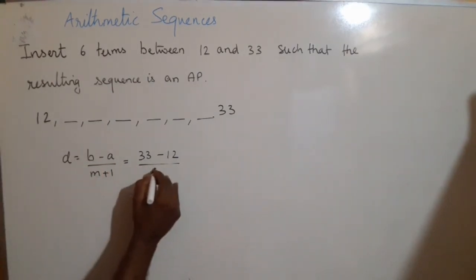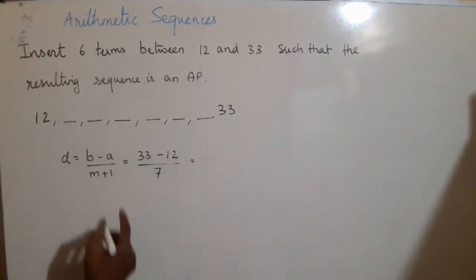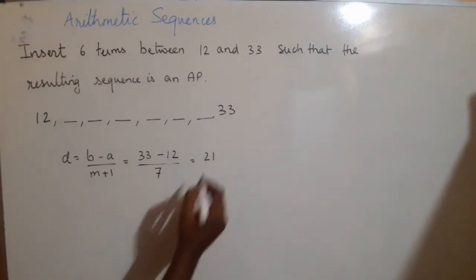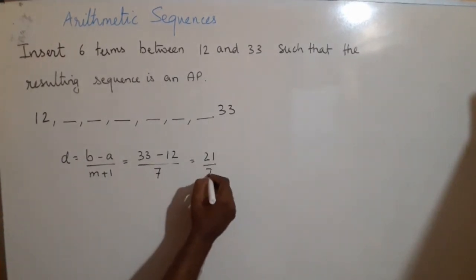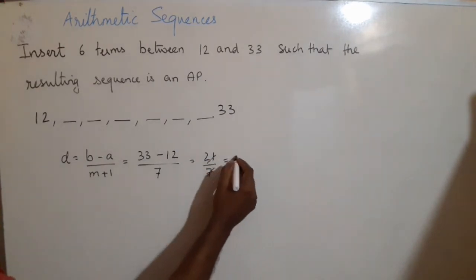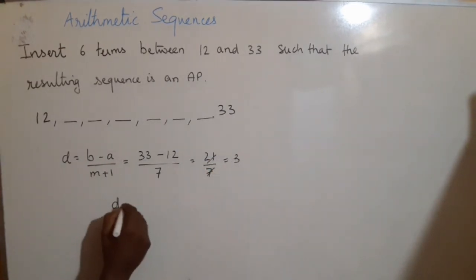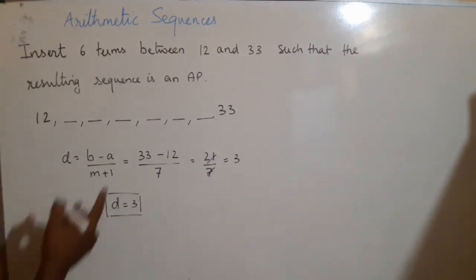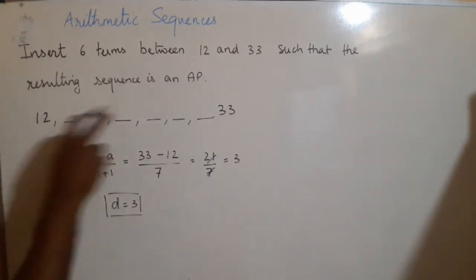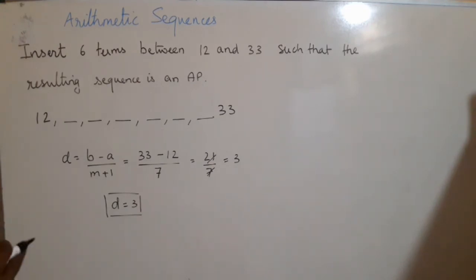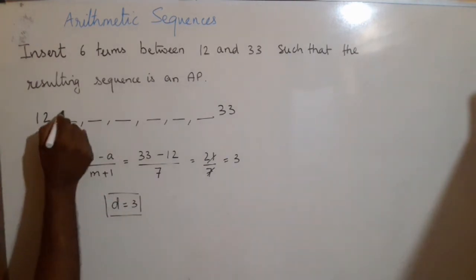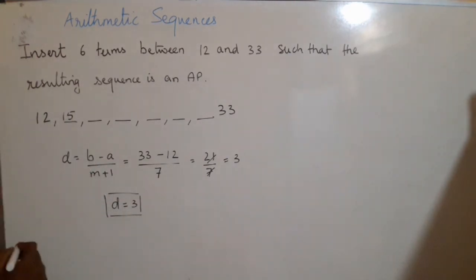So 6 plus 1 makes it 7. 33 minus 12 gives us 21. 21 upon 7 gives us 3. So d is equal to 3. This is the difference we need to find by this formula when we insert terms between two numbers. So now we have d equal to 3. So let us carry on. 12 plus 3 would give us 15.